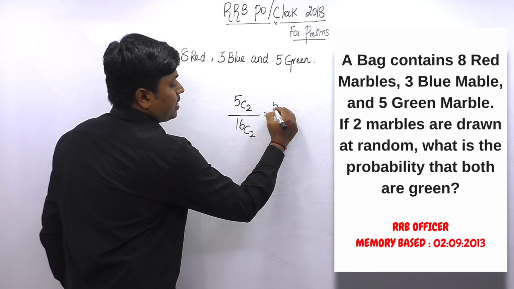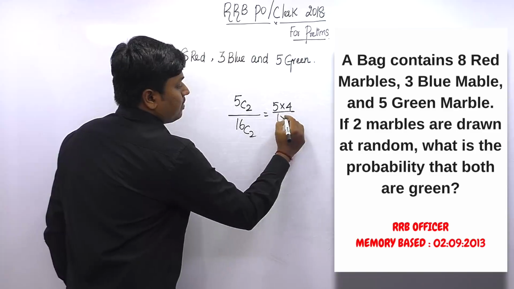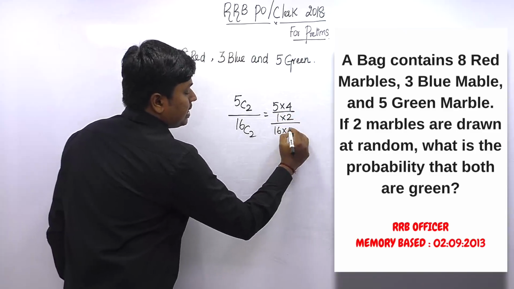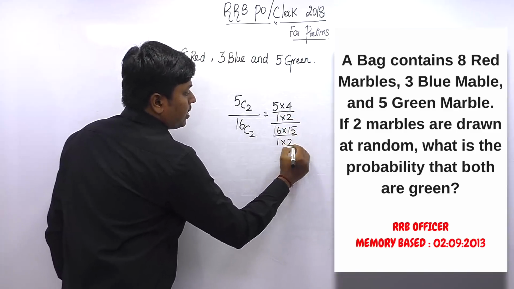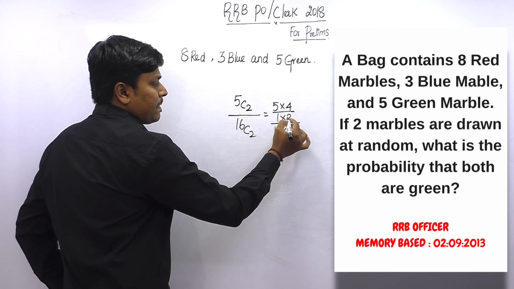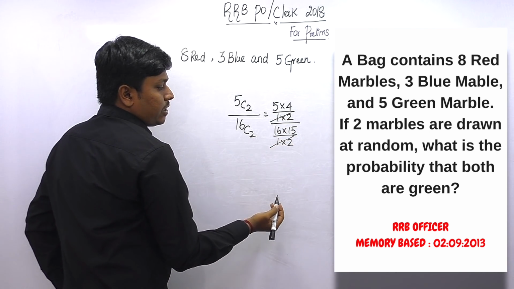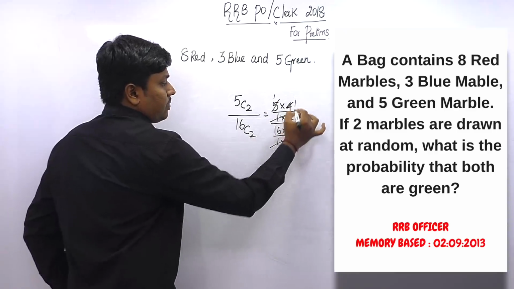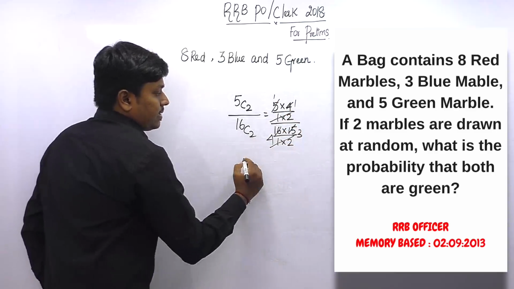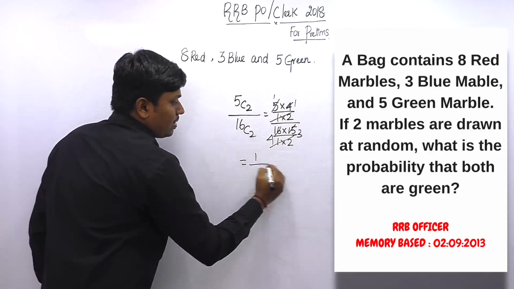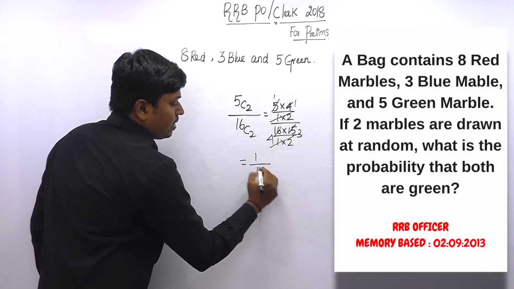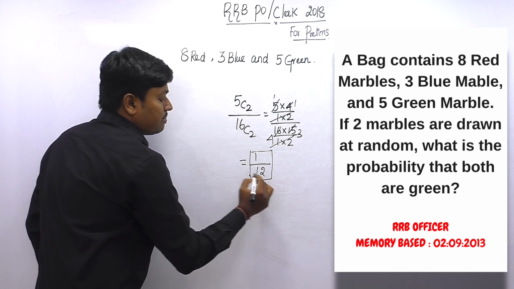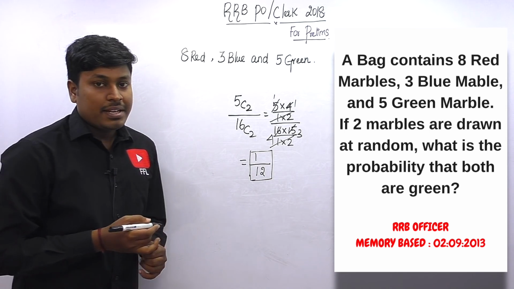So this can be written as 5 into 4 divided by 1 into 2, similarly 16 into 15 divided by 1 into 2. Now we can directly cancel 1 into 2, 1 into 2 here. Next, 1 5s are 5, 5 3s are 15. So 1 4s are 4, 4 4s are 16. Finally in the numerator we have 1, in the denominator 12. So the answer for question number 2 is 1 divided by 12.